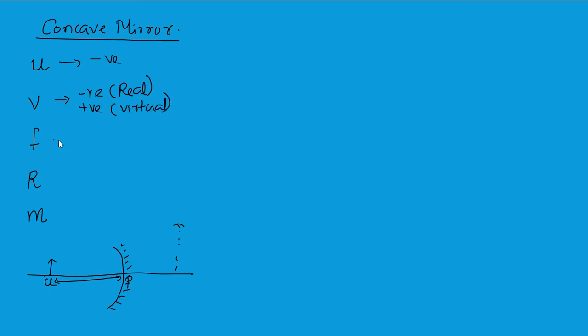Okay. Concave mirror focal length is negative. It is by sign convention. Concave mirror focal length is negative. And radius of curvature, definitely it is on the left side, so it is again negative.